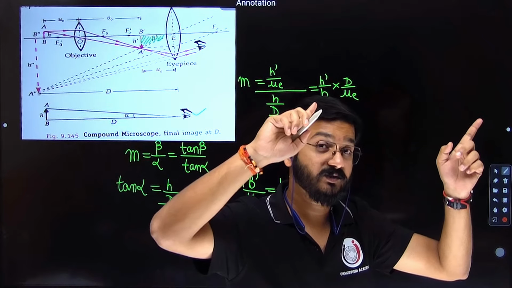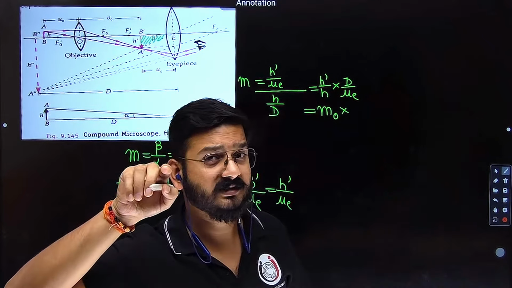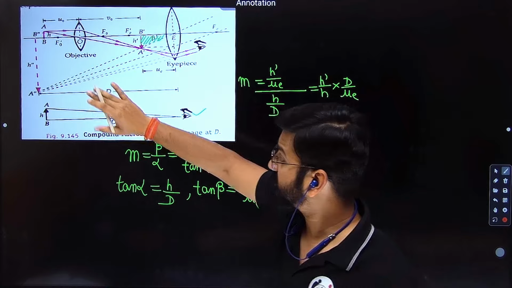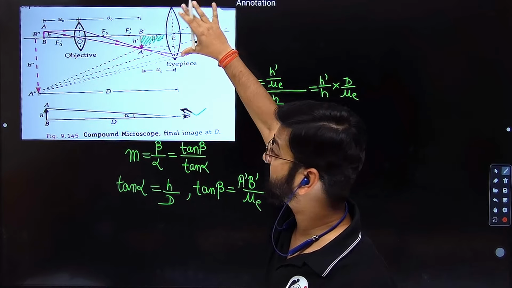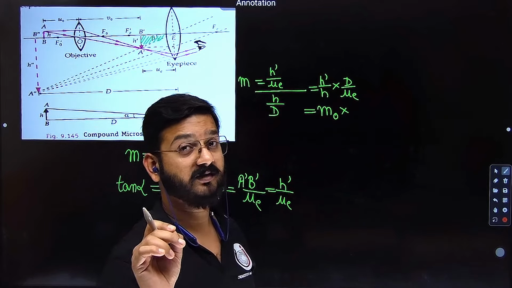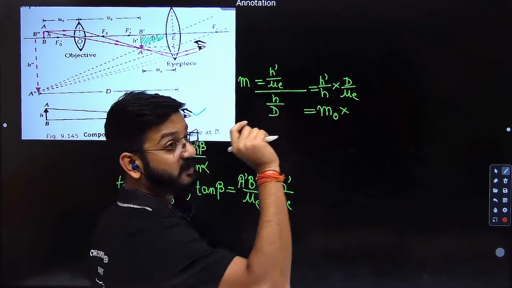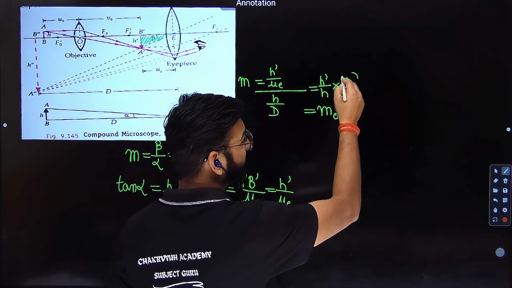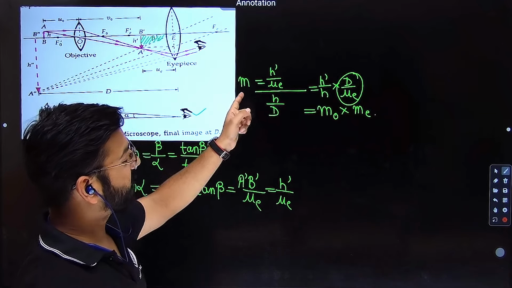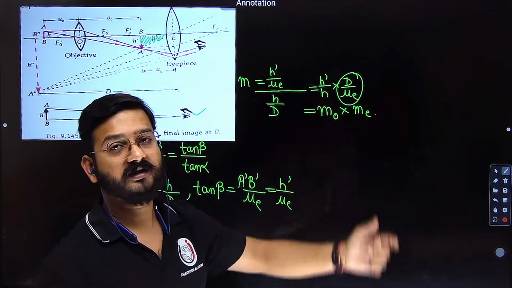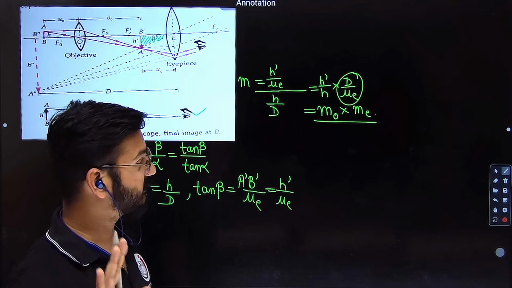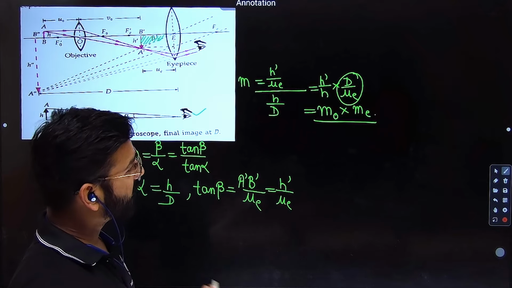Let's go back to simple microscope. Remember that magnifying power was D by X. So this eyepiece will act as a simple microscope. First, objective will magnify the object, and then this will act as a simple microscope. So this will magnify it further. So what is the magnifying power of a simple microscope? D by X. So what is X? X is the object distance, which is UE. So this is indirectly magnifying power of eyepiece. So total magnification will be magnification of objective into magnifying power of eyepiece. This is the first step. Now we will move ahead.